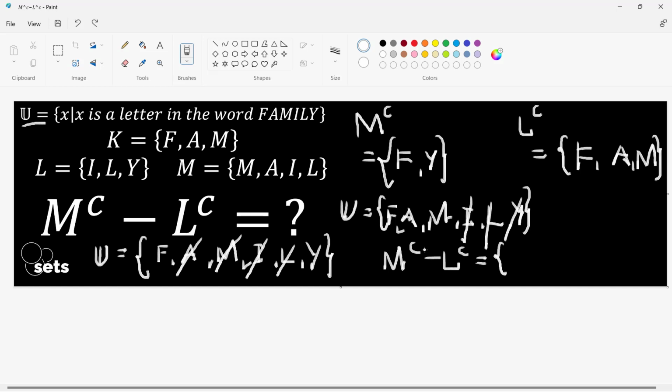The result of the complement of M should be elements F and Y. But since we are going to subtract elements that can be found in the complement of L, which are elements F, A, and M, we remove the element F. In this case, the final result for the difference of the complement of M and the complement of L is a unit set containing the element Y. This is the result for this given problem.